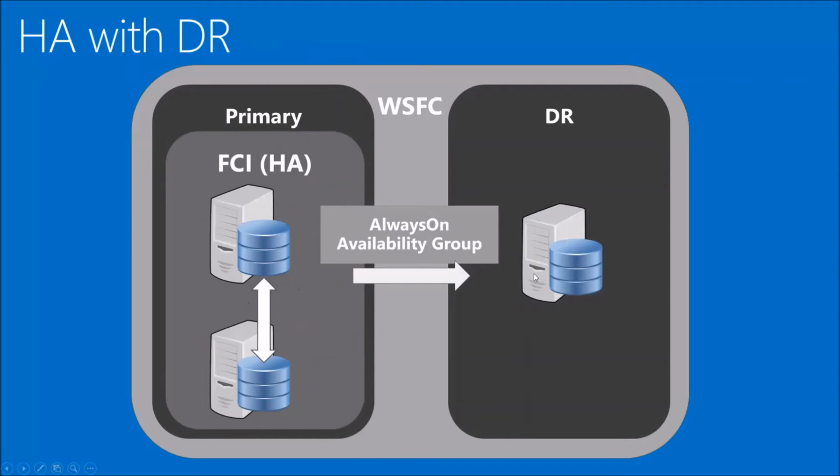This is our 3 nodes set up in a Windows Server Failover Cluster. On the left side, we have our primary data center. Then we have 2 servers here that serve as our Failover Cluster Instance. This is our HA, highly available component. And then on the right, we use Always On availability groups to keep the data in our disaster recovery center up to date. And then I'll show you how to use SIOS DataKeeper.